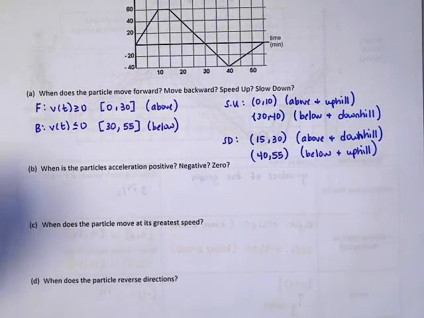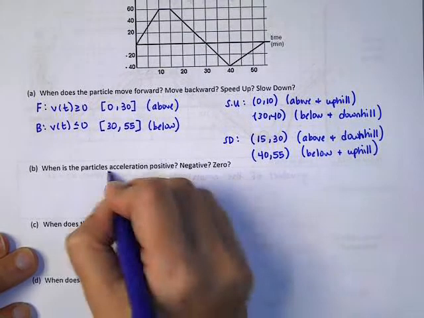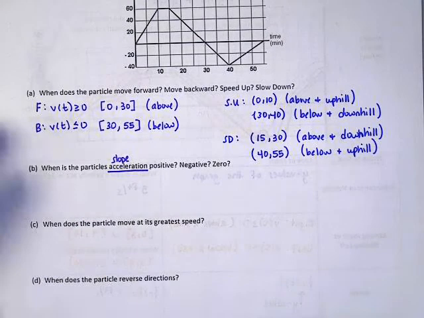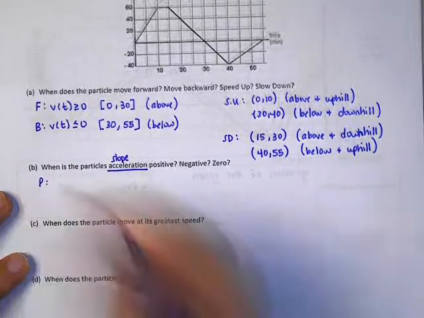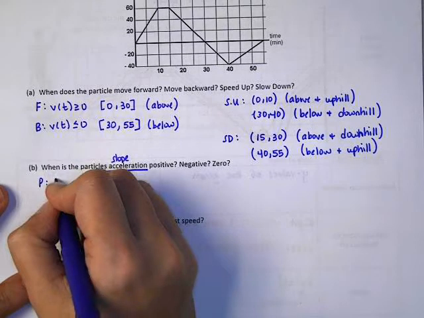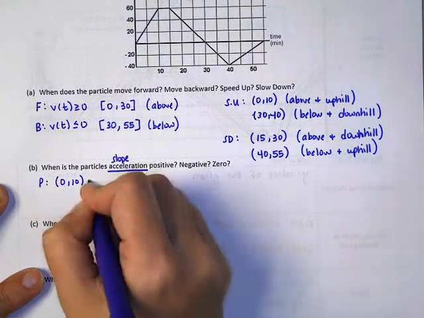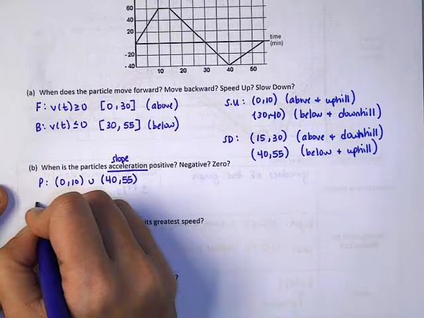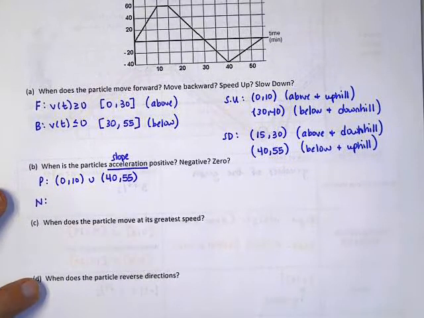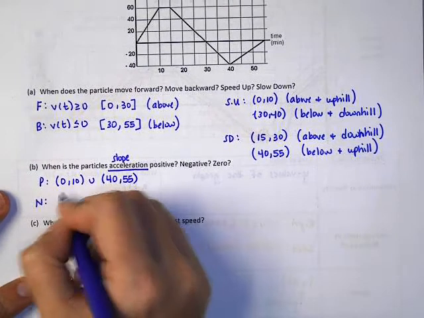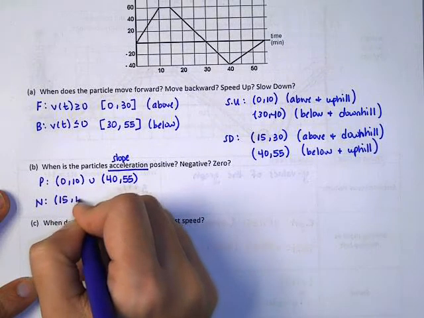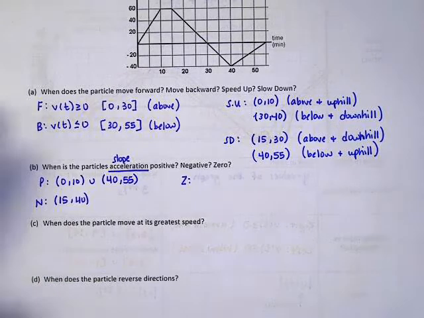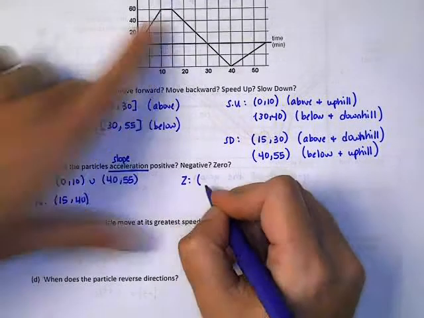If I want to know just strictly when is the acceleration positive, acceleration is going to be the slope of the graph that we're looking at, the slope of this velocity graph. So positive would be when the slope is positive, which would be from 0 to 10, and then also from 40 to 55. My acceleration is going to be negative whenever my slope is downhill, so negative. So I would say from 15 to 40. And my acceleration is going to be 0 whenever my slope is 0, which only happens here from 10 to 15.